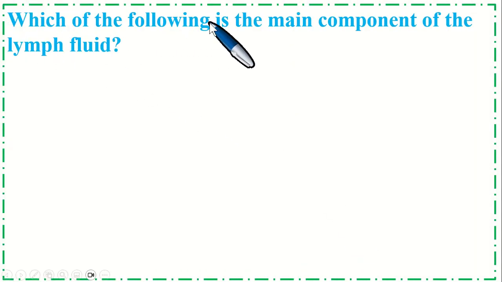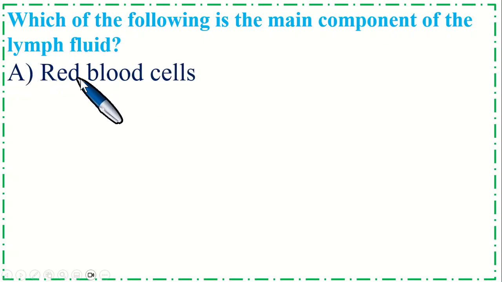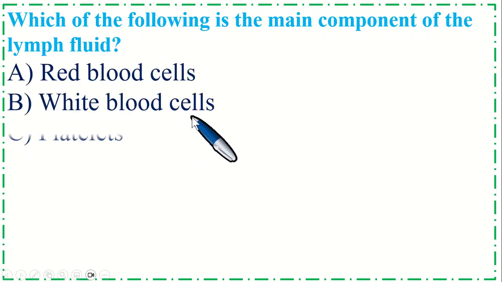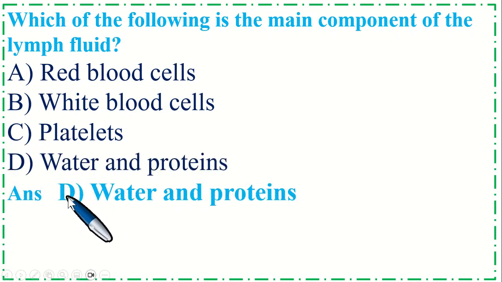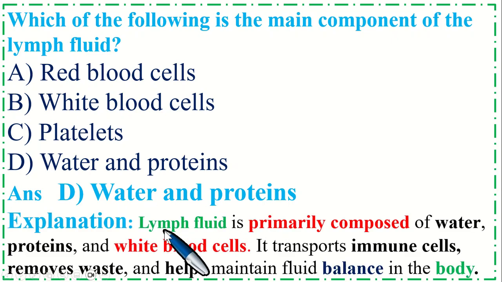Which of the following is the main component of the lymph fluid? Option A, red blood cells, B, white blood cells, C, platelets, and option D, water and proteins. So the correct option is D, water and proteins.